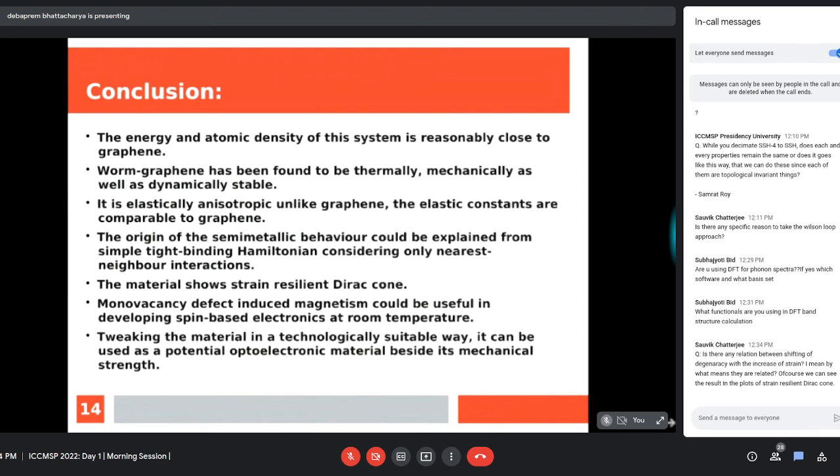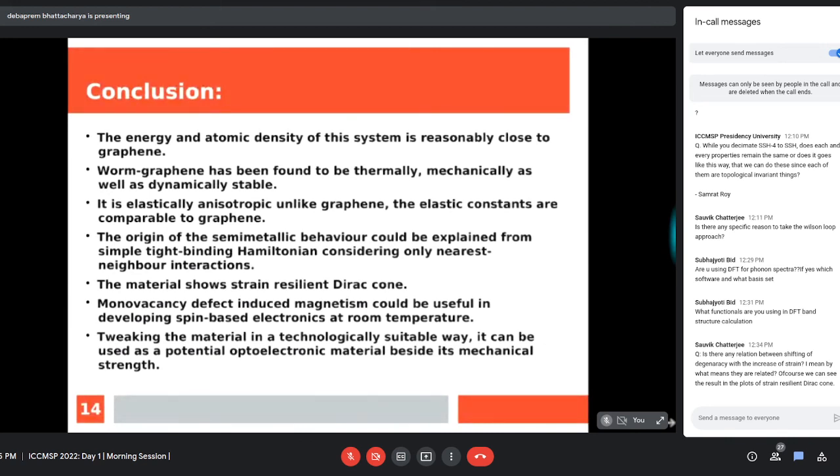One graphene has been found to be thermally, mechanically, and dynamically stable. It is elastically anisotropic unlike graphene, and its constants are comparable to graphene. The origin of the semi-metallic behavior could be explained from a simple tight-binding Hamiltonian considering only nearest neighbor interaction. The material shows a strain-resilient Dirac cone.